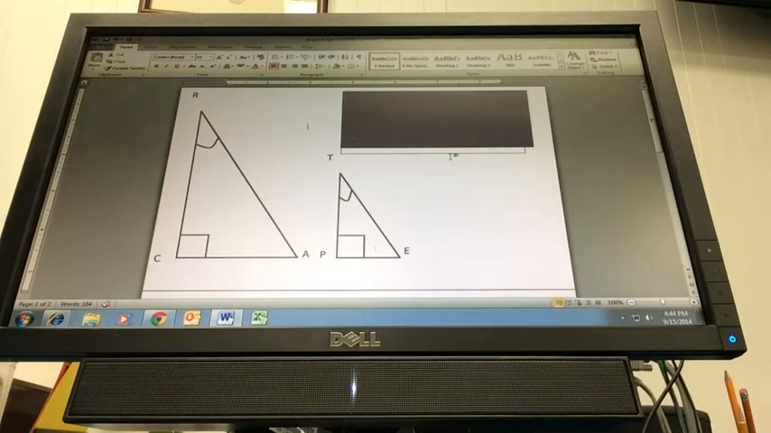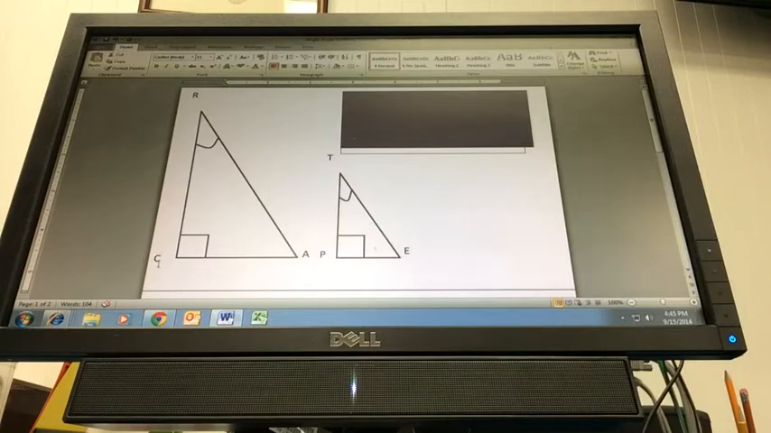Our goal today is to take notes on page 16 in our composition book. And the title for the notes is Angle, Angle, Similarity. What we're trying to do is figure out how we can prove that two triangles are similar based on their angles. So I have two triangles here.